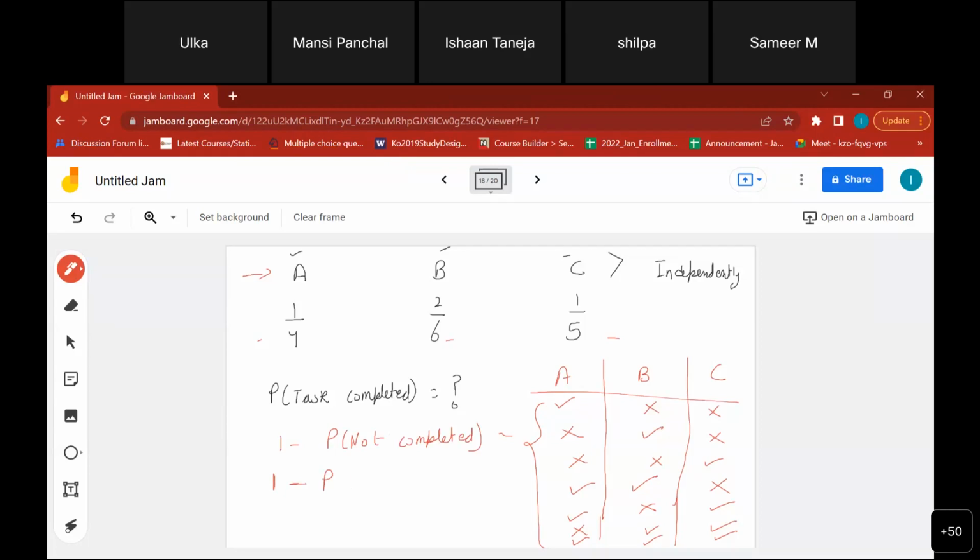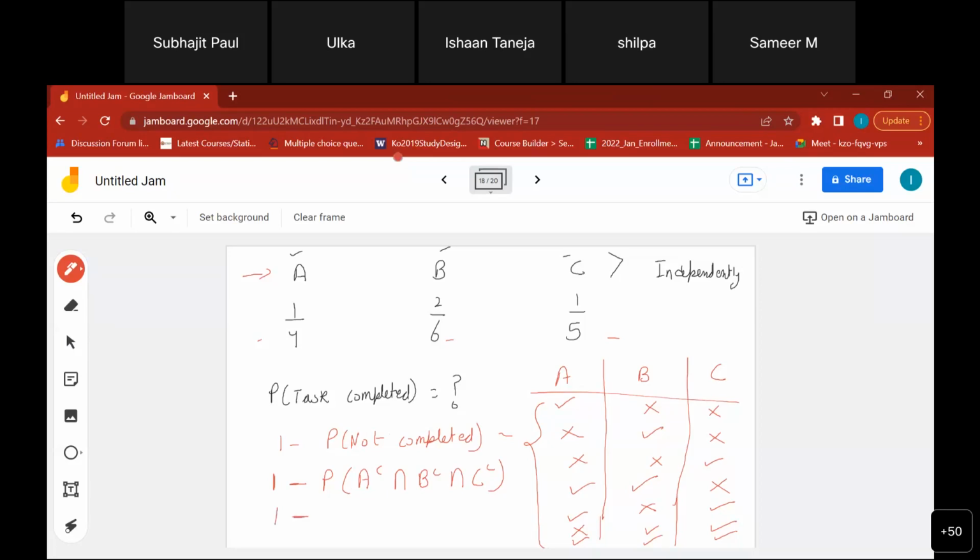(1 minus 1/4) into (1 minus 2/6) into (1 minus 1/5). A didn't complete the task: A complement intersection B complement intersection C complement. None of them completed the task, right?